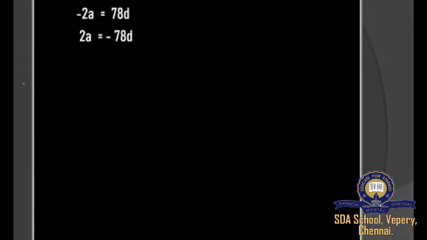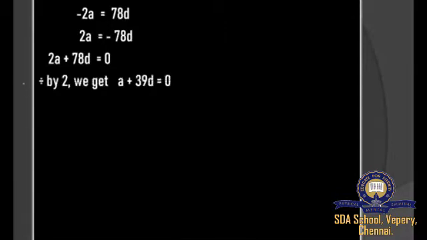Here I'm going to bring this minus to the other side. It will become minus 78D. Obviously, can I bring the 78D to the left hand side? What will happen? 2A plus 78D is equal to 0. If you divide this equation by 2, you will be left with A plus 39D. So what will be your A value? A is equal to minus 39D.